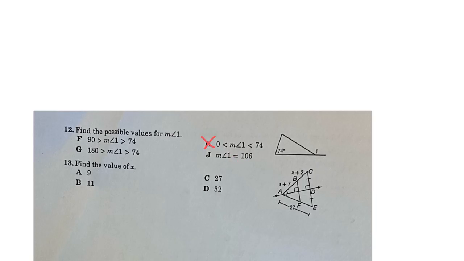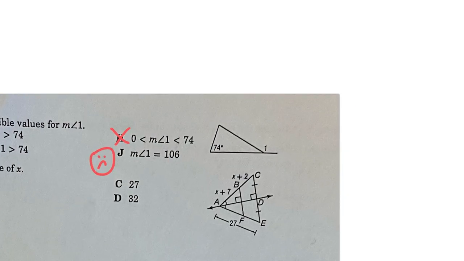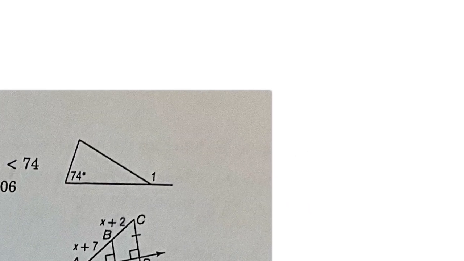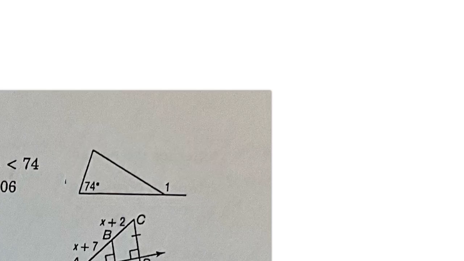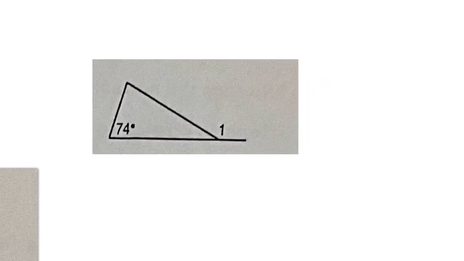So this is suspect to be wrong. Over here, this is saying that the measure of angle 1 is larger than 74. So I do agree with that. So that's a possibility. And this is saying that the measure of angle 1 is larger than 74 as well. So that's a possibility. So now let's investigate these because these are the most tempting. Now, before I do so, for my student watching, I kind of explained this earlier, but I want to make sure that this is very clear.